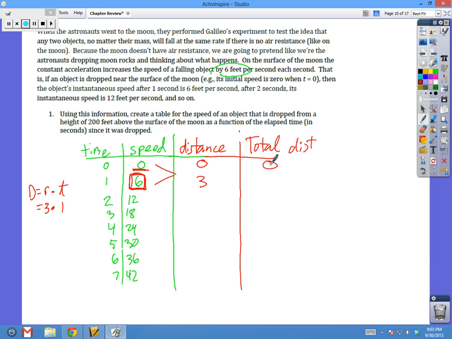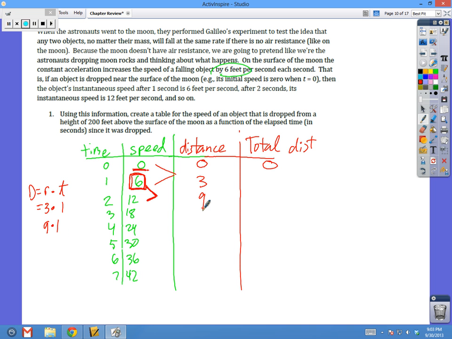Okay, now between 1 and 2 seconds, at 1 second he's moving now at 6, but at the end of the second he's moving 12. So the average of 6 and 12 is going to be 9. That means his speed is 9, and he travels that average speed of 9 for 1 second. 9 times 1, the distance is going to be 9.